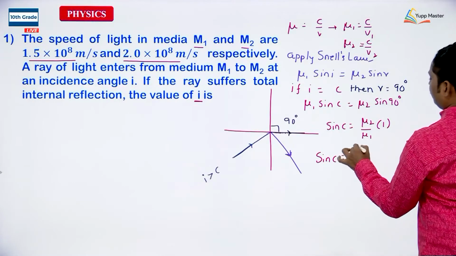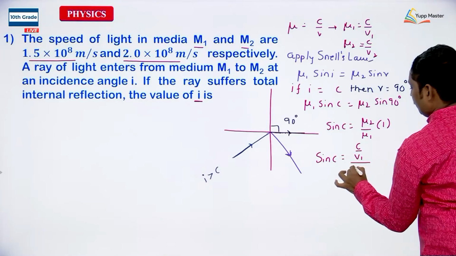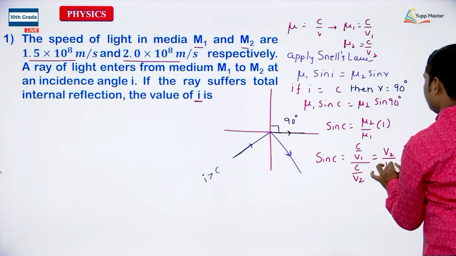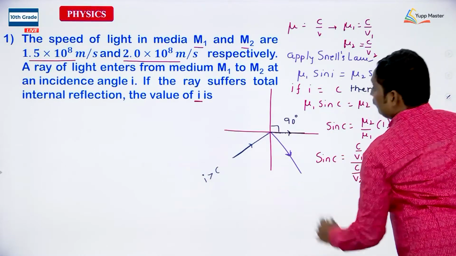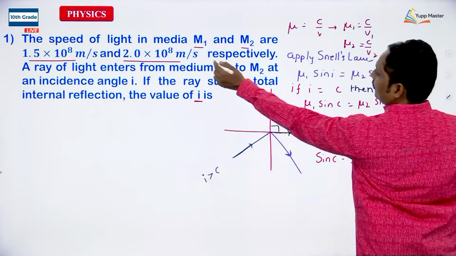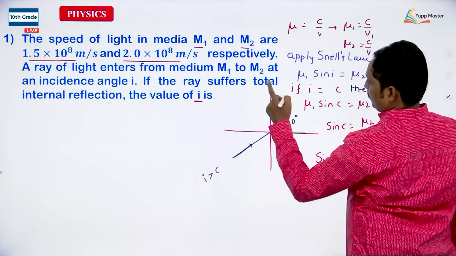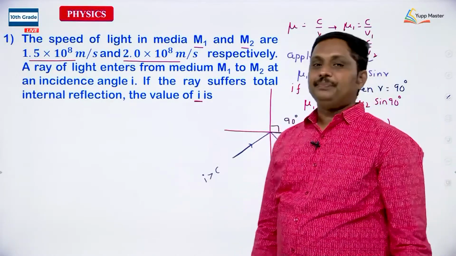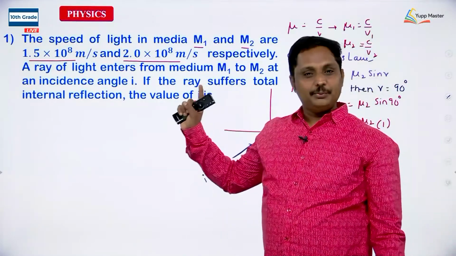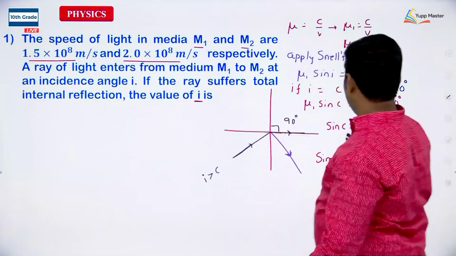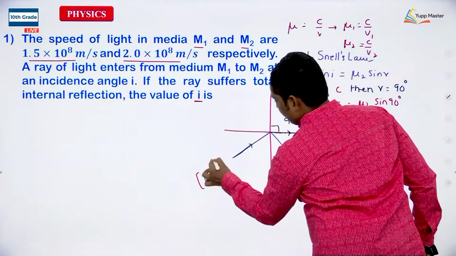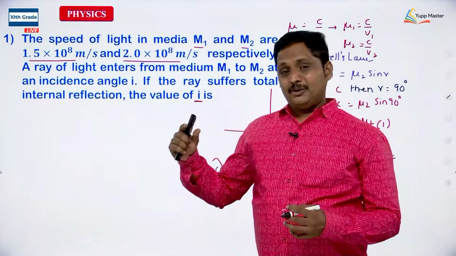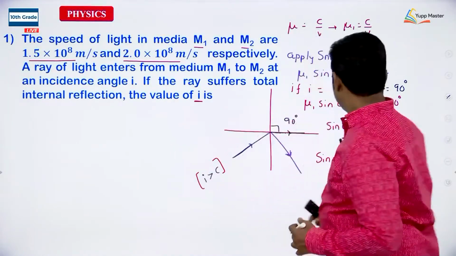You can write down C by V1 whole upon C by V2, that is equal to V2 by V1. All right. So, what they have given: 1.5 into 10 power 8 is the V1, 2 into 10 to the power of 8 meter per second is the V2. Just apply this and you will get it. If you know the C value, then only you will estimate the angle of incidence, which must be greater than the critical angle, right.